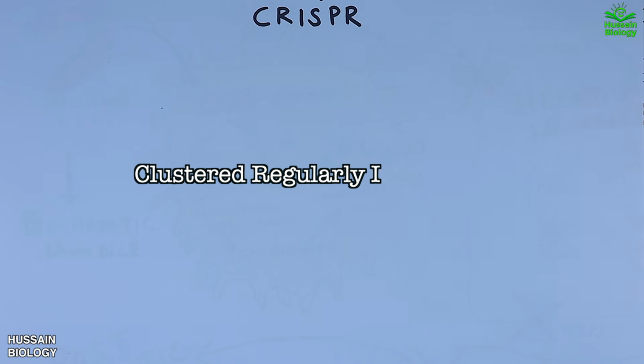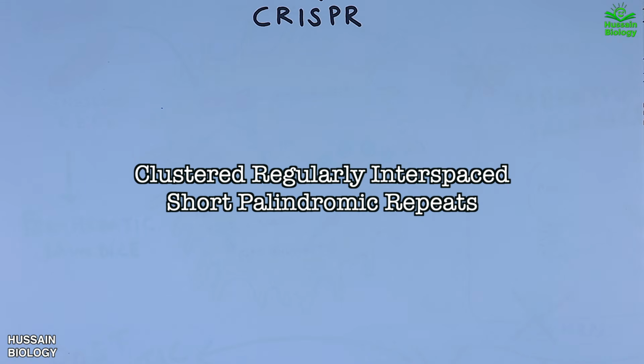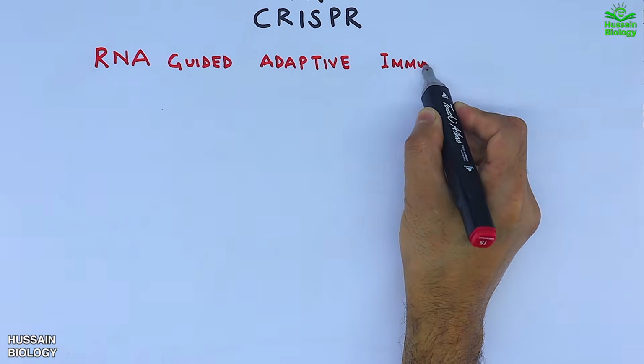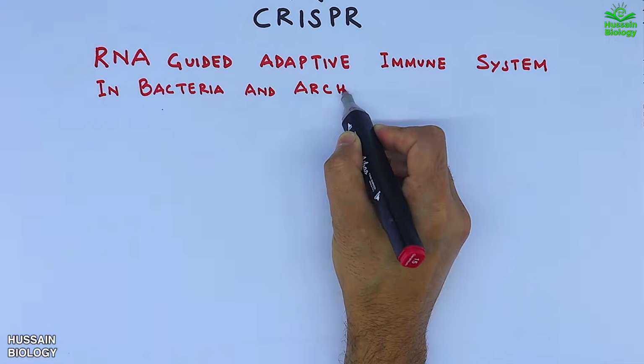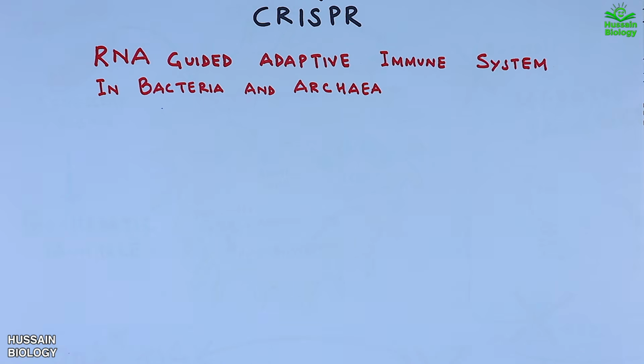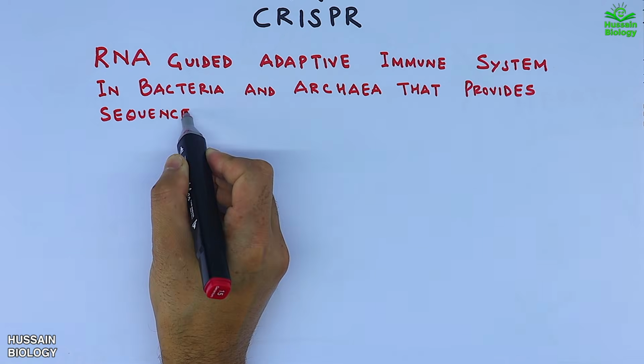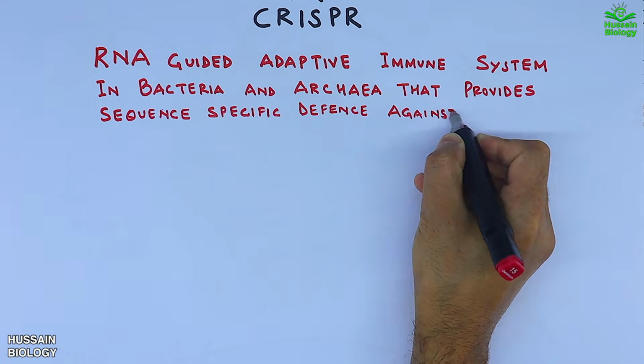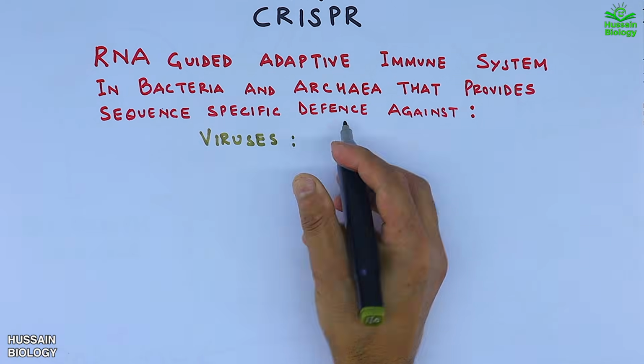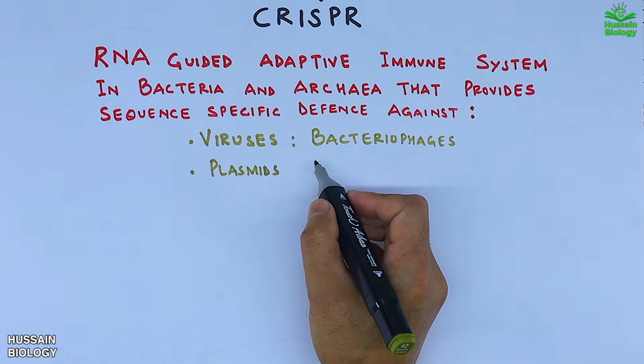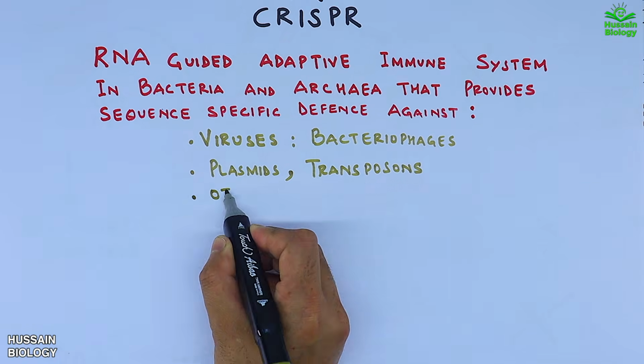In this video, we are going to discuss CRISPR and take a basic overview of what this system actually is. CRISPR stands for clustered regularly interspaced short palindromic repeats. It is a naturally occurring RNA-guided adaptive immune system found in bacteria and archaea. Its main function is to provide sequence-specific defense against foreign genetic material. This includes viruses, particularly bacteriophages, as well as plasmids and other mobile genetic elements.